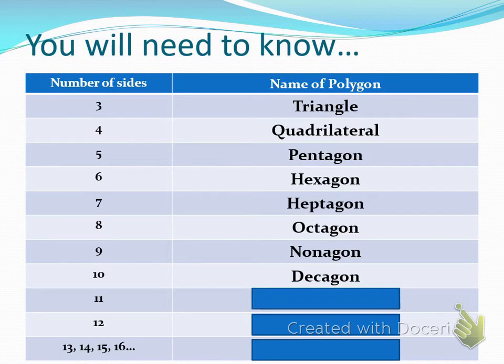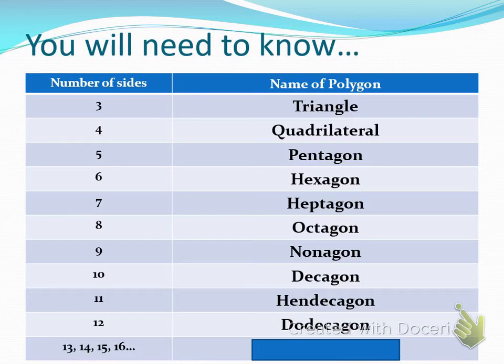11, hendecagon. So you use a prefix and then decagon in the teens. And then 12-sided, dodecagon. So you're required to know this list. After that, you can write the number and then gon. So 13-gon, 14-gon, 15-gon.